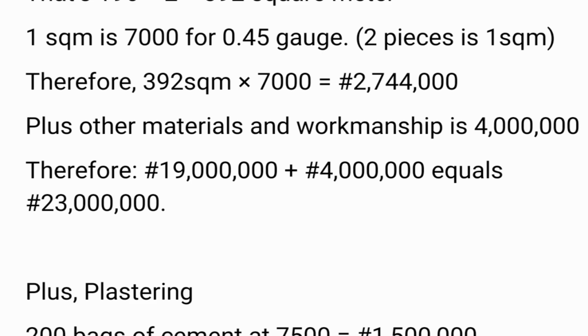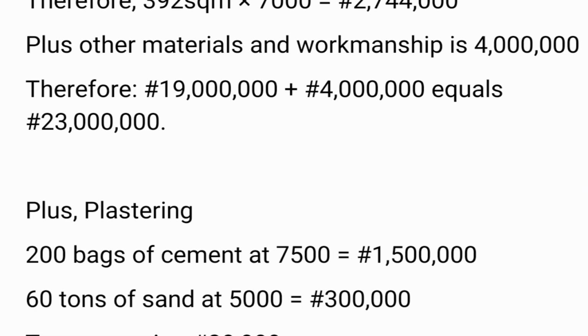Remember, I calculated 0.45. If you are going for 0.55, that one is more expensive than 0.45. Now we are calculating with 7,000. That one might be like 8,000 or even 9,000. So if you are going for 0.55, you should expect more than this. All right. So when you add up the 19 million that we got from foundation to parapet to this 4 million, we are having 23 million. That is now from foundation to roofing level. We are having 23 million naira.